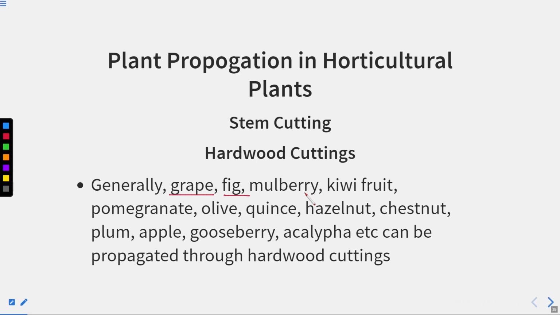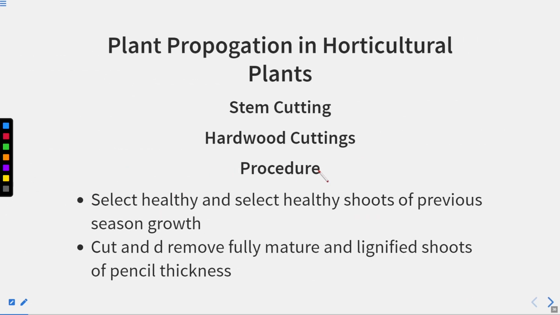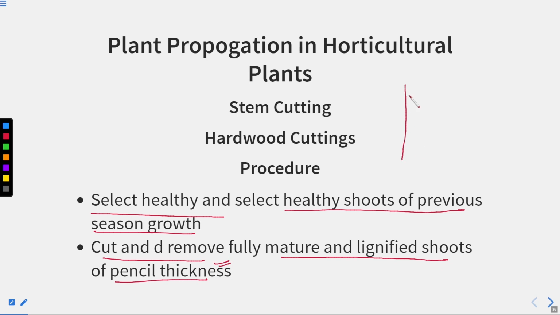Generally, grape, fig, mulberry, kiwi fruit, pomegranate, olive, quince, hazelnut, chestnut, plum, apple, gooseberry, and others can be propagated through the hardwood cutting. So these are some of the plants that can be propagated by the hardwood cutting method. What is the procedure? Select healthy shoots of the previous season's growth, cut and remove fully mature and lignified shoots of pencil thickness. So the stem must not be very thick, it must be as thick as a pencil.